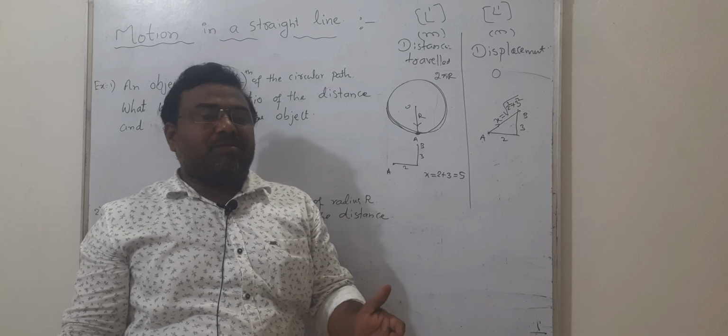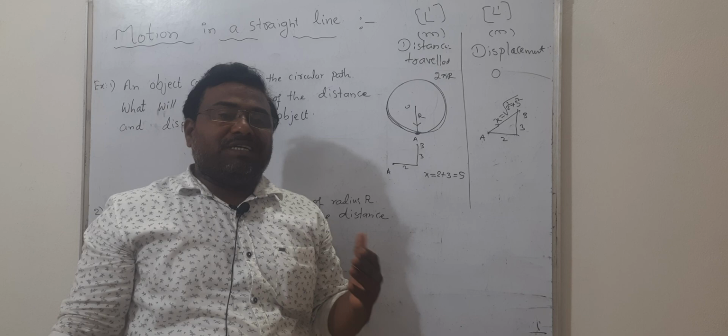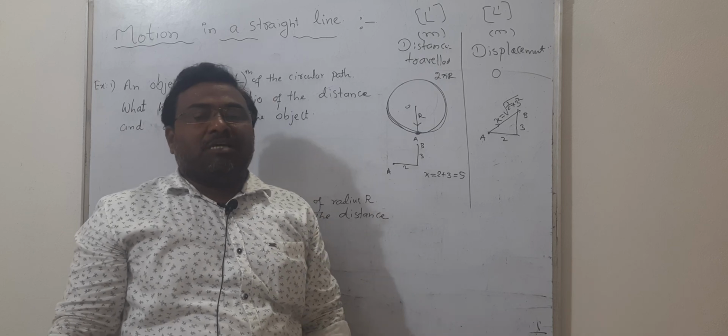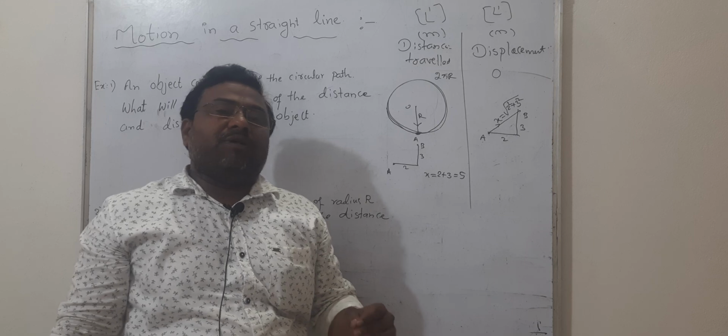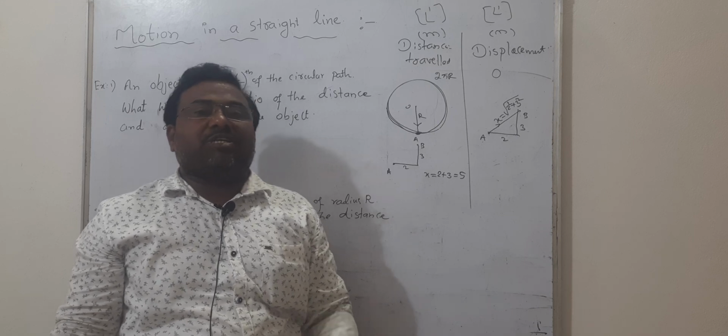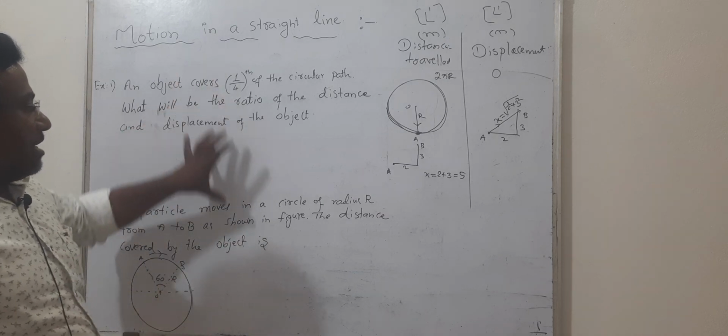So displacement may be positive, negative or 0, but distance is always a positive quantity. If a body is moving along a straight line, then displacement is either equal to or less than the distance. This point we have to remember. Okay, here are the two simple problems I have written.